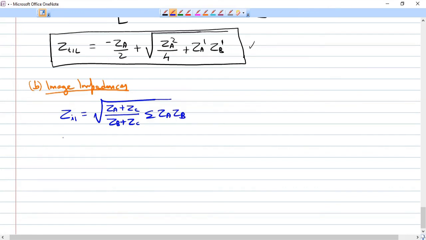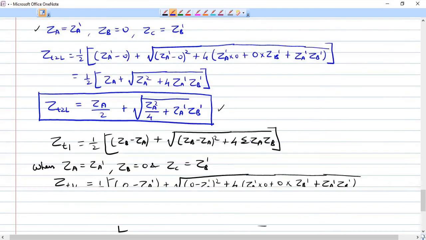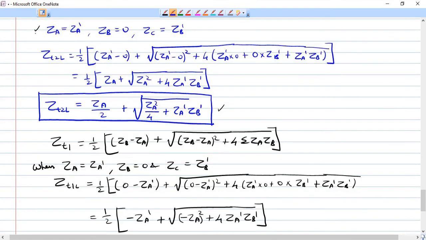Okay. Now for our L network, we have to consider this case, that is Za is equal to Za dash and Zb is equal to 0 and Zc is equal to Zb dash. So that is how we transform the T network to the L network. So we are considering an L network as a special case of a T network when this condition is going to happen. Okay.